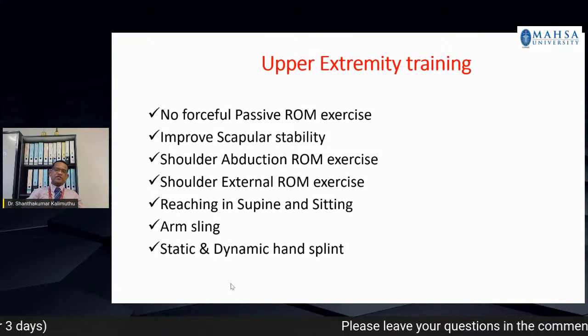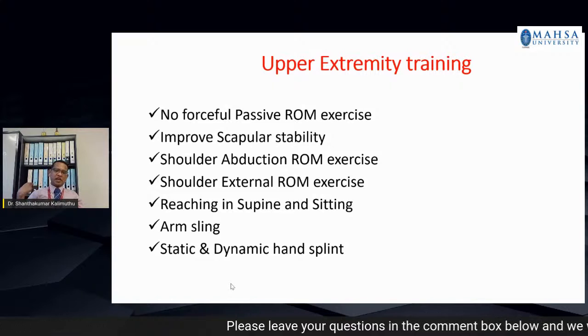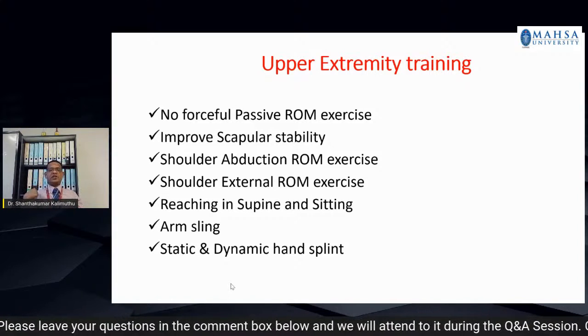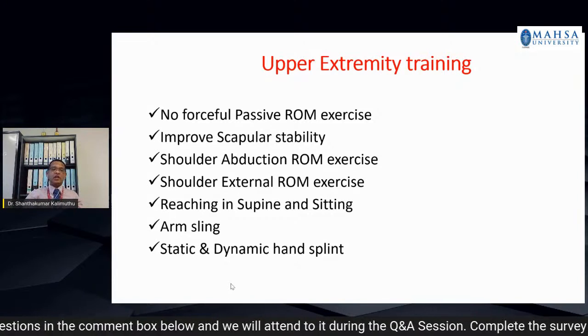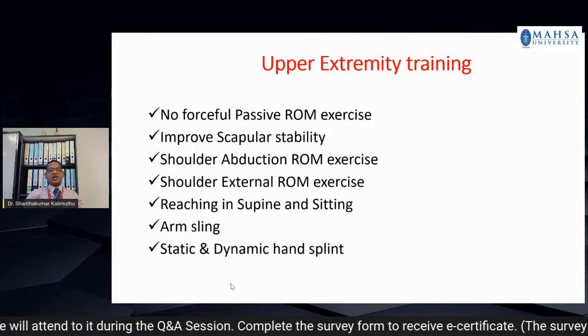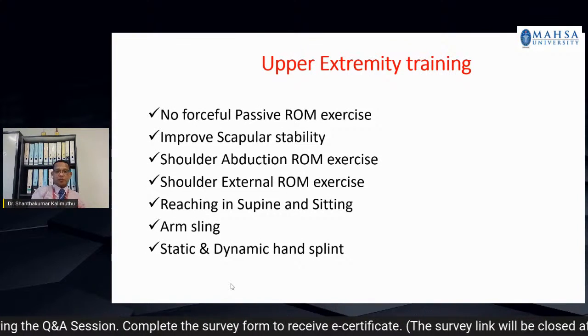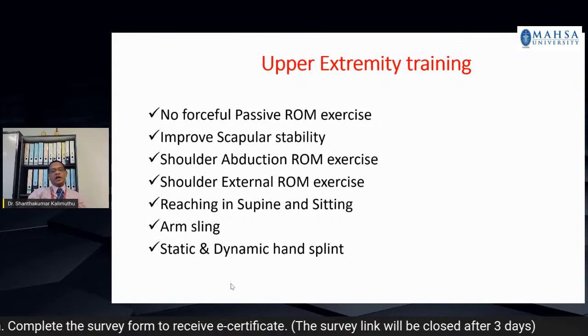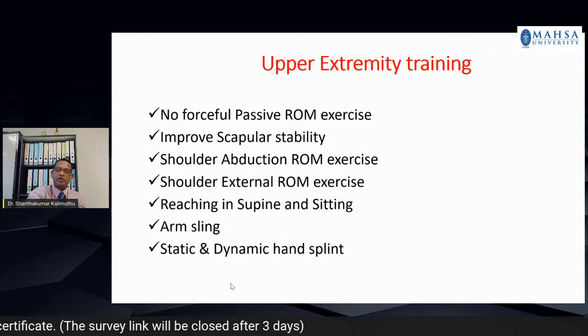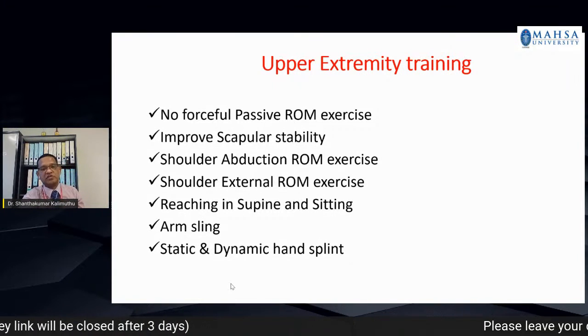Arm sling. In case the patient has weakness in the upper extremities, and if there is any possibility of subluxation, to prevent this very early, you prescribe an arm sling to stroke patients. And always give a static splint very early. And once the patient recovers, you can also use a dynamic hand splint to strengthen the weak musculature of the hand.